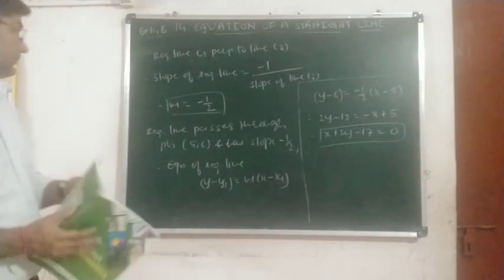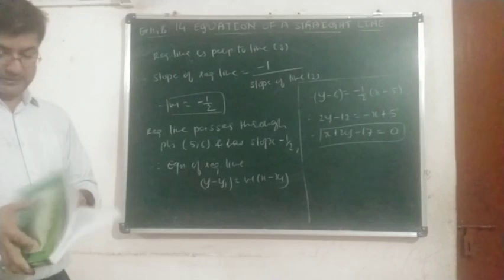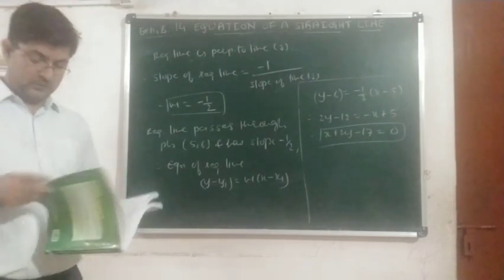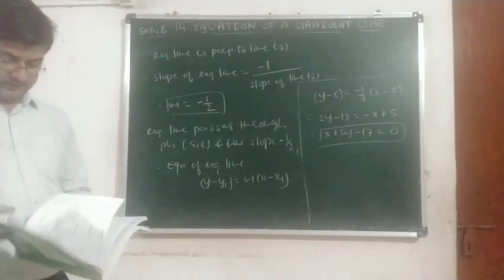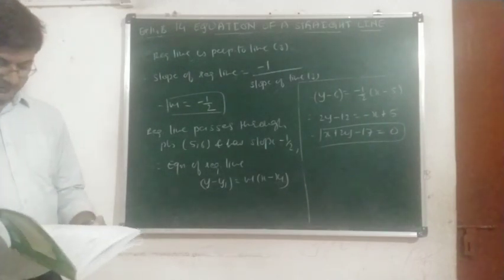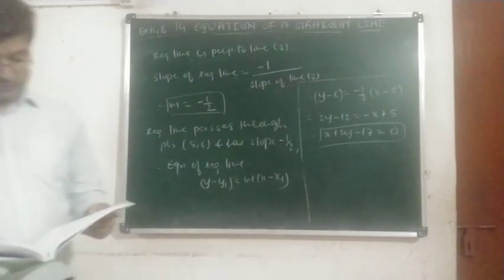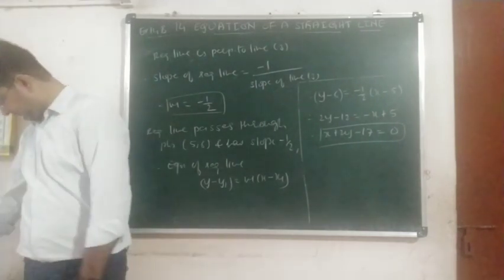Clear? So with this, question number 20 is over. This is question number 20: x plus 2y is equal to 17. Now let us solve question number 21.